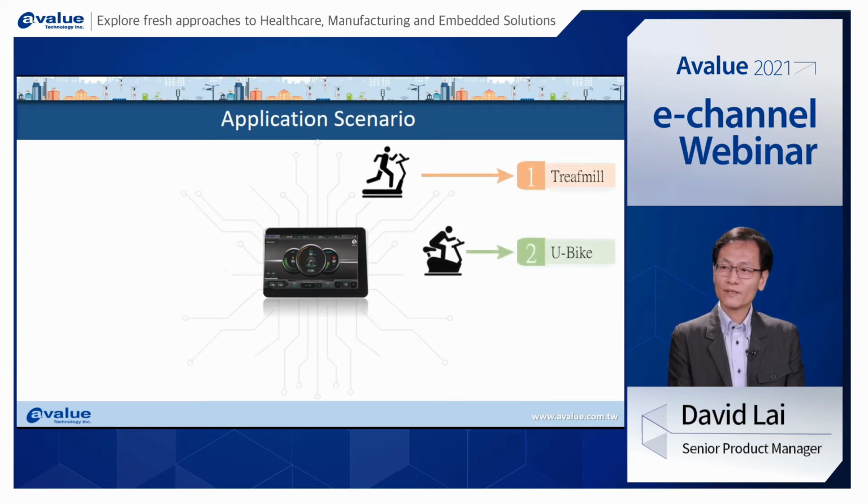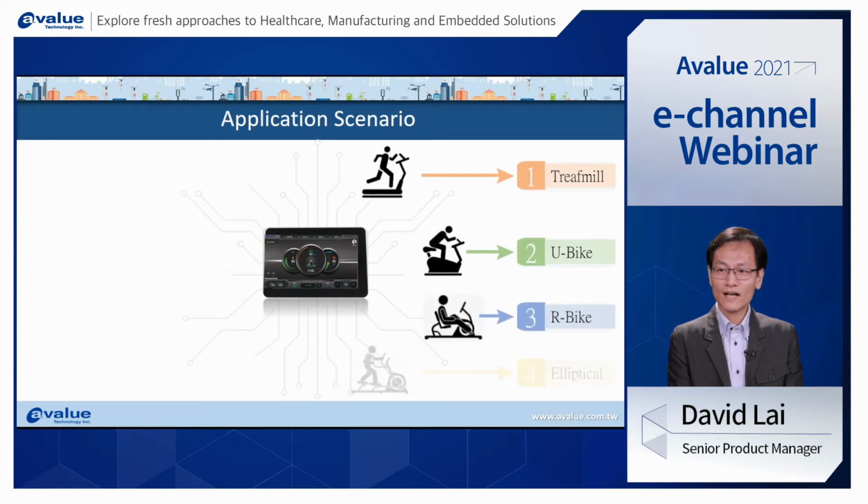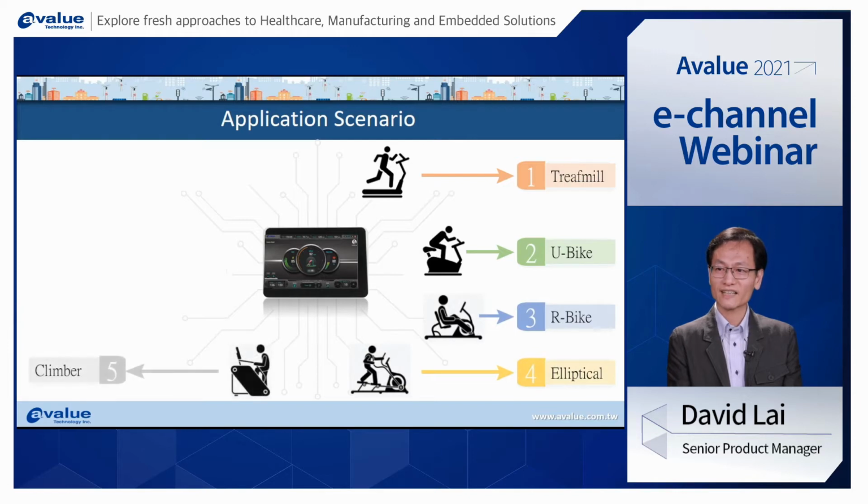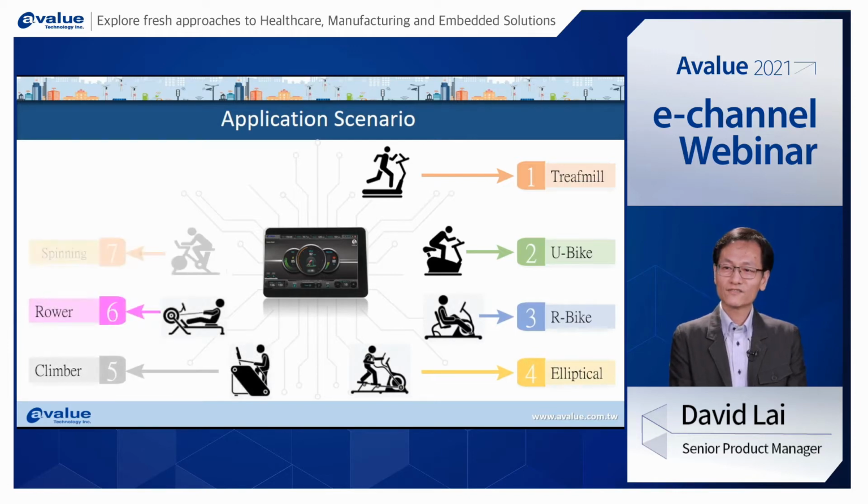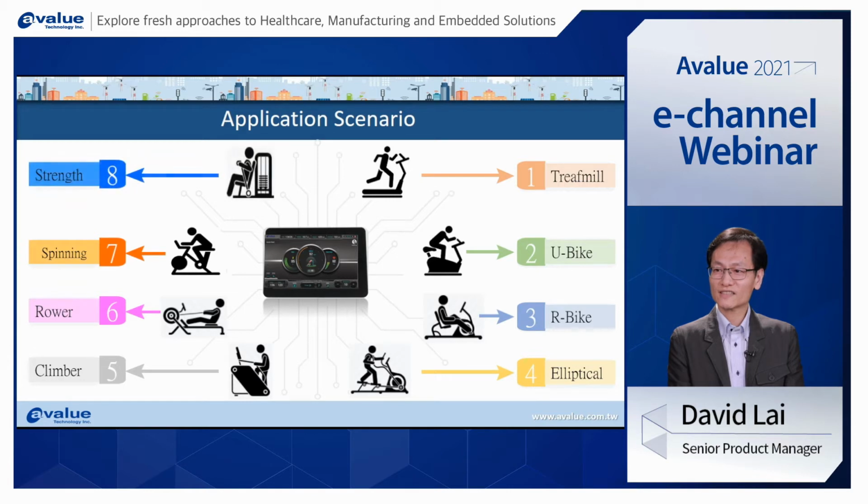Our robust open platform is more than a collection of hardware, software, and connectivity options. It's a fully integrated digital ecosystem that can be implemented on your machine quickly. These arm-based display modules are mainly focused on commercial fitness equipment applications for people exercising in the gym, such as treadmill, upright and recumbent bike, elliptical, climber, rowing, spinning, and strength equipment as well.